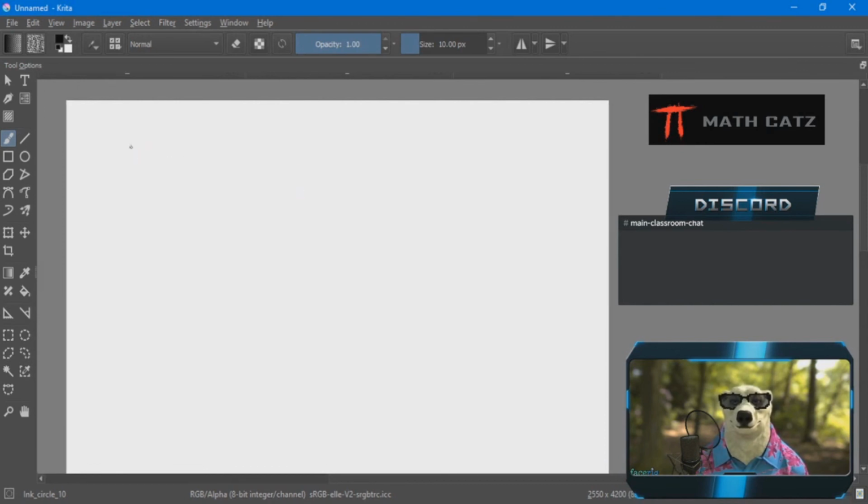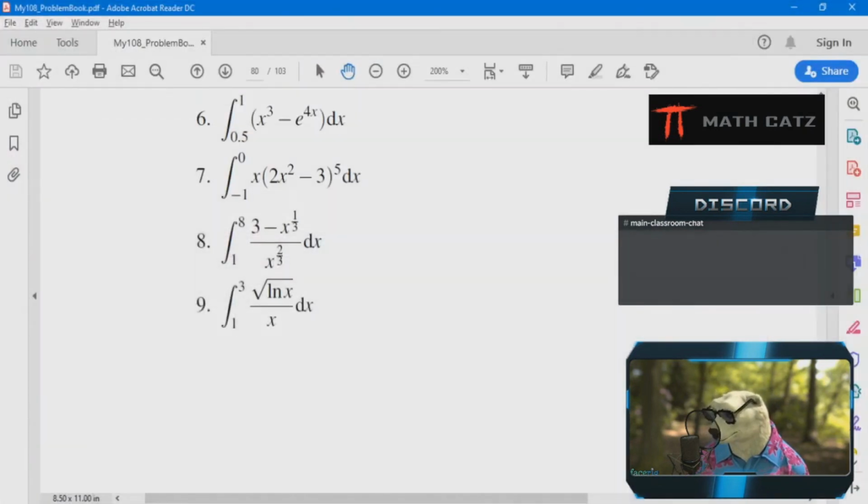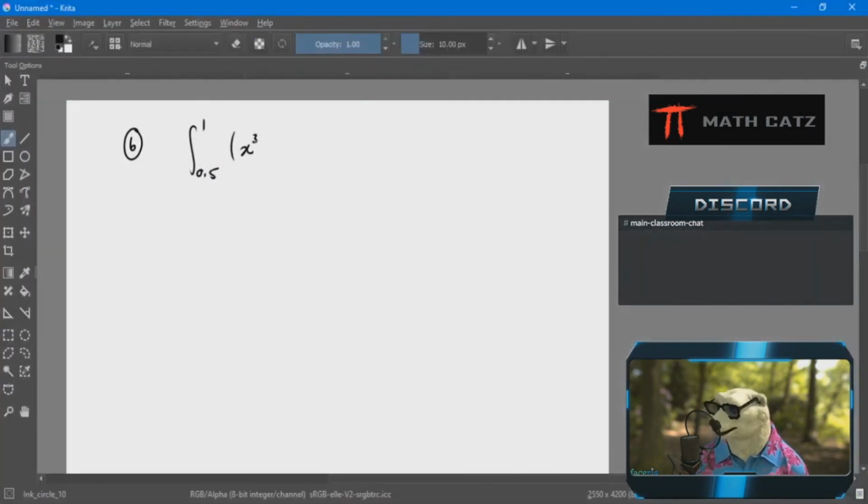Before we actually put the area layer on top, let's just practice the definite integral. What was it? 0.5 to 1. x cubed minus e to the 4x. Now that's not a straight line anymore, so I really have to use my calculus to find the area, whatever that might look like.